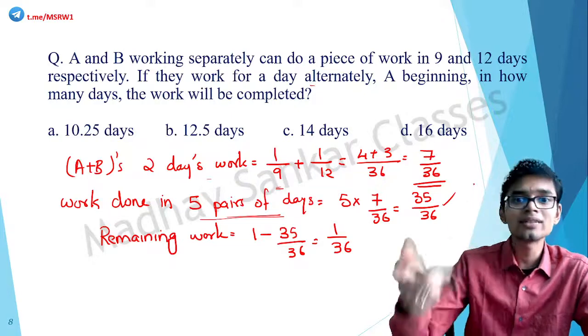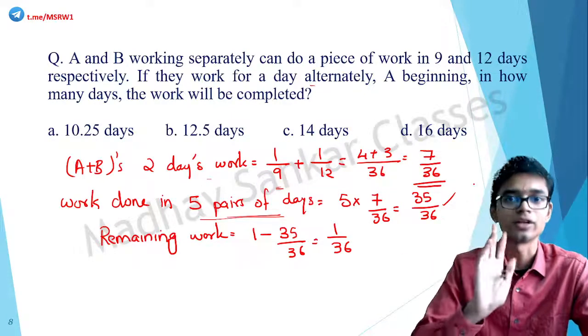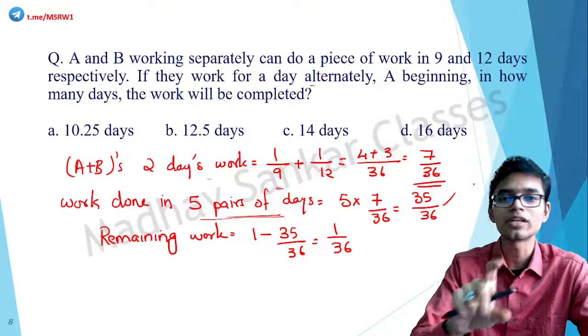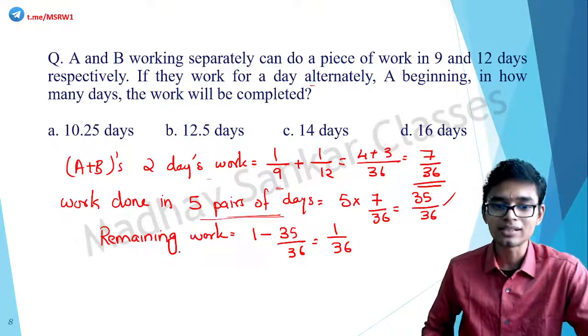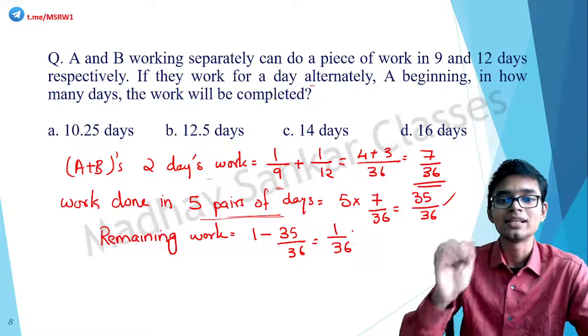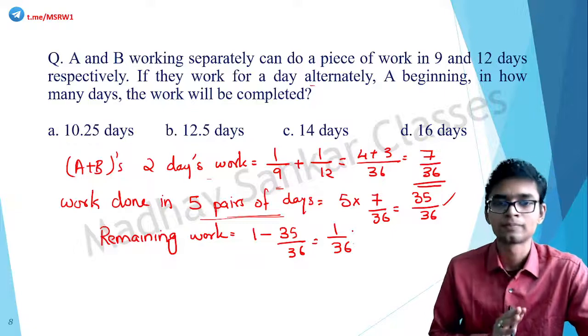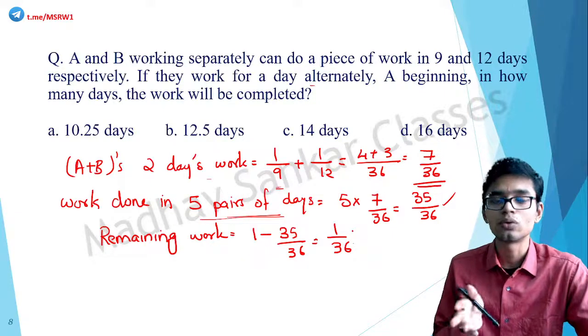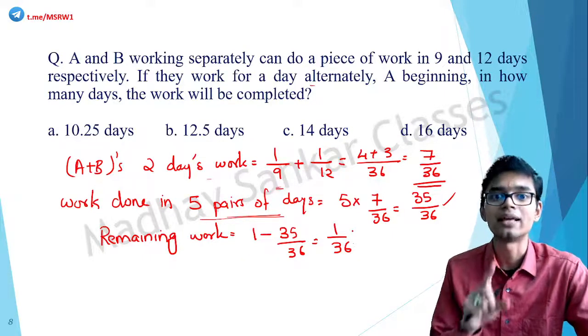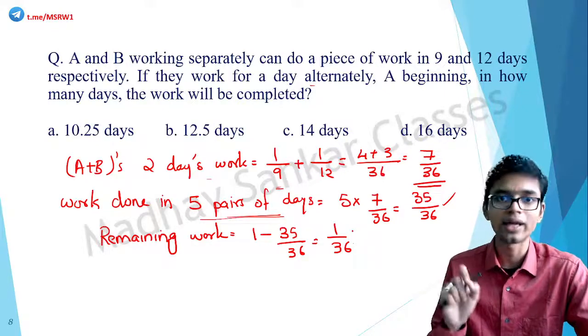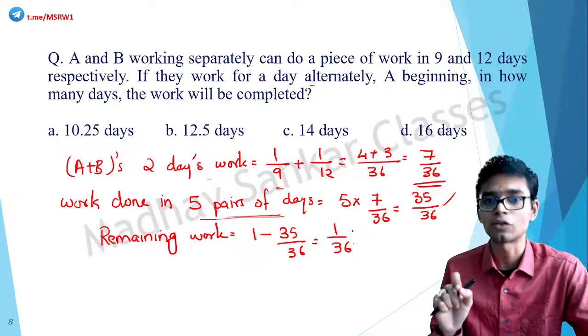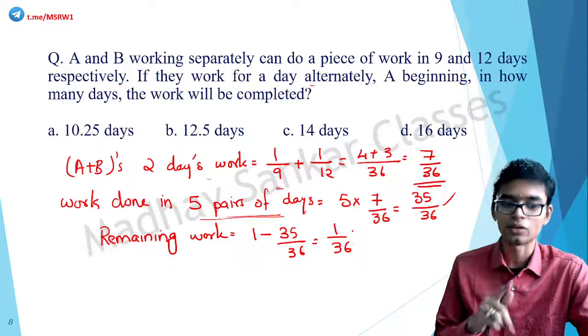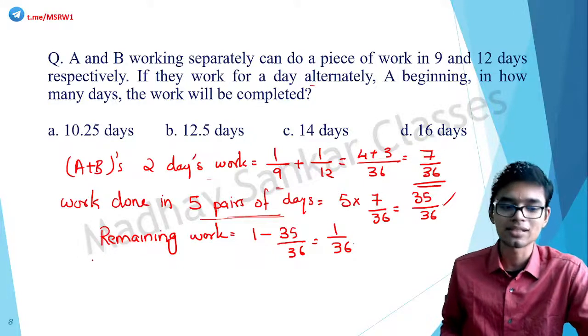So on the 11th day, who is working? A is working. It's an odd day, correct? So A is working on the 11th day. So this remaining work, that is 1 by 36, is going to be done by A. How long does it take to finish this work by A? That is the question. How long would it take for A to finish 1 by 36th of the work? That is what we are going to find out now. So it's A's turn now.